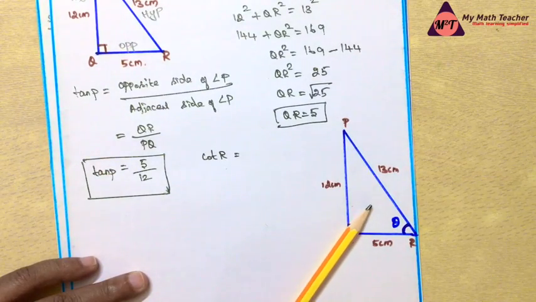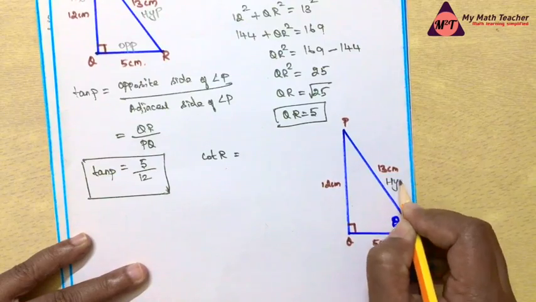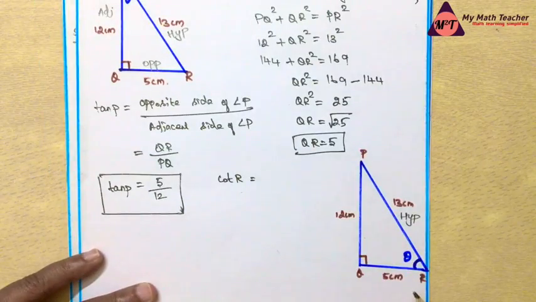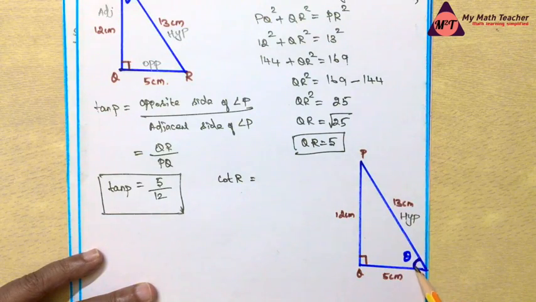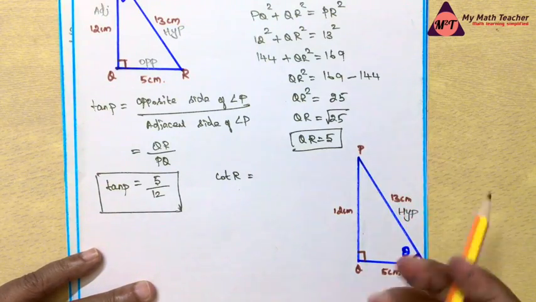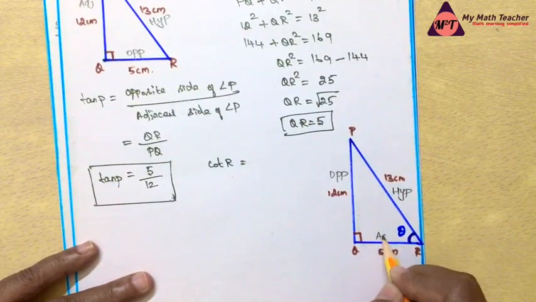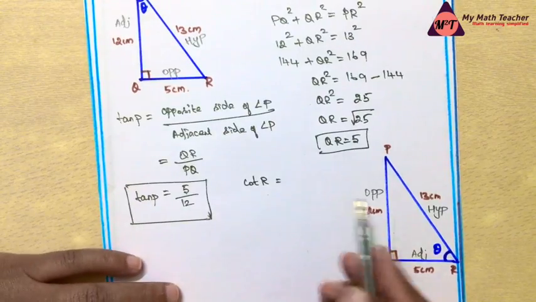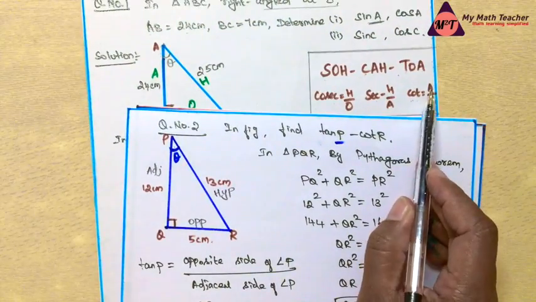Always opposite to this 90 degrees, this will be hypotenuse. Now opposite side will change because the angle changes from here to here. Now the opposite side will be opposite to this point, that is PQ will be the opposite side. Now the rest is adjacent side. Okay. Now cot R is, as you know, cot is the inverse of tan. Cot is adjacent side by opposite side.